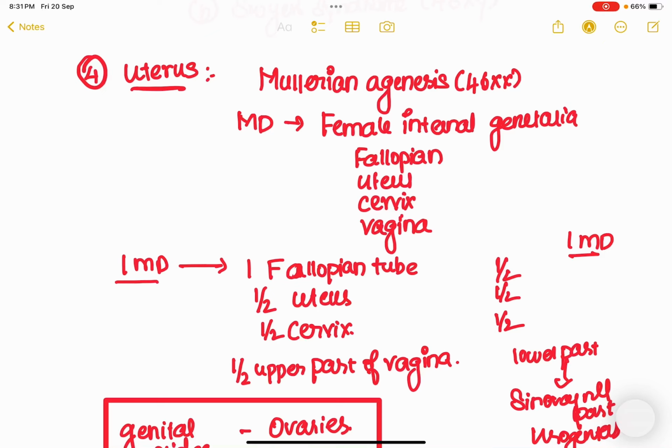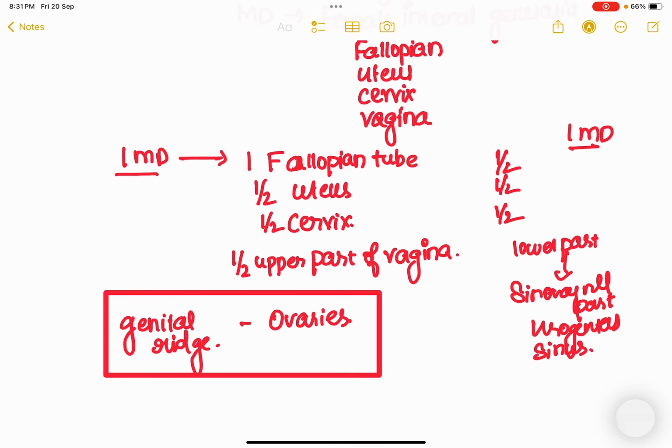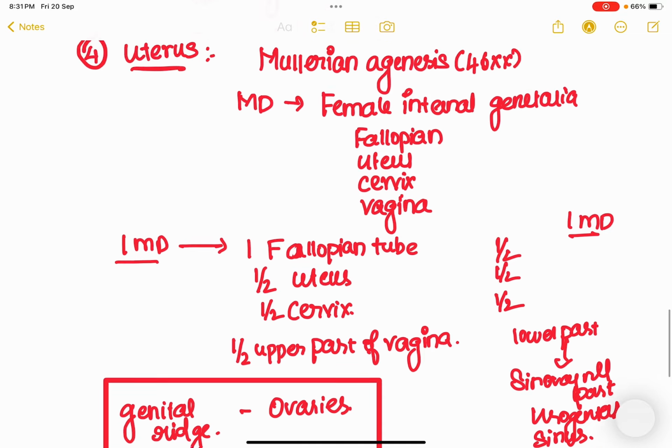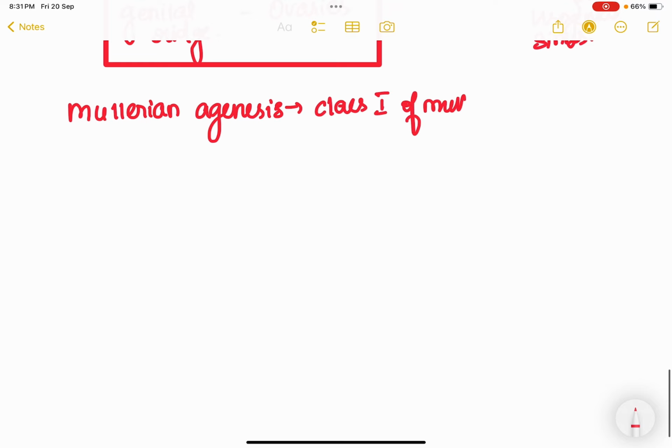So this Mullerian agenesis comes under a category of class 1 of Mullerian malformation. Okay, so as we know, one Mullerian duct will give rise to half of the uterus, half of the cervix, and half of the upper part of vagina and one side fallopian tube. So we are discussing Mullerian agenesis, which comes under class 1 of Mullerian malformation.